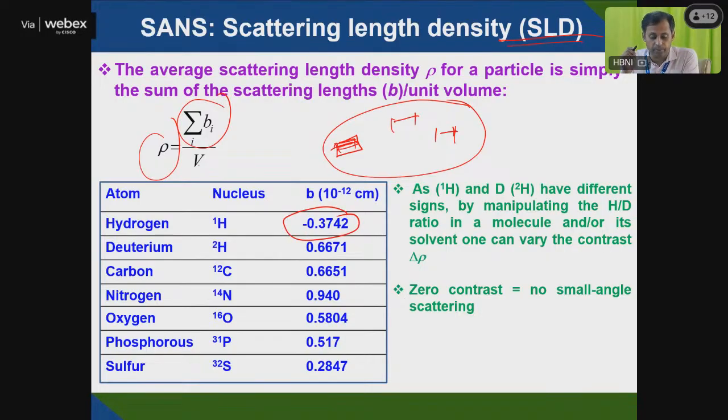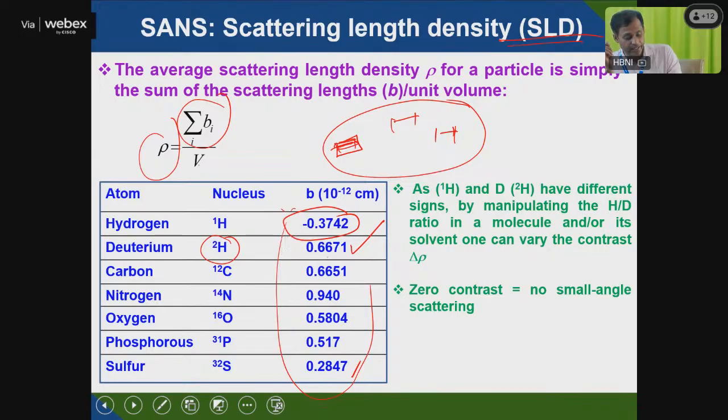But if you see for hydrogen, 1H has a negative sign, minus 0.37 times 10 to the power minus 12. The scattering length is negative in the case of hydrogen, but deuterium is just one neutron extra, and you can see it is positive. Carbon is about 0.6 and sulfur equals 0.2. So the scattering length is independent of Z and varies randomly from hydrogen to sulfur. Hydrogen is negative, and in the case of deuterium it is positive.